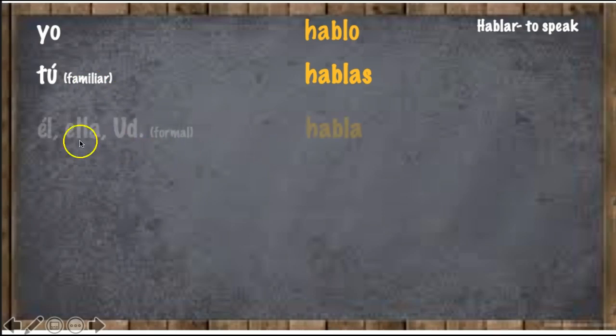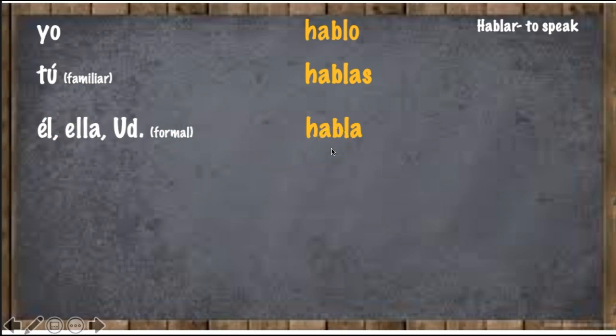But remember how I said we're going to learn these all together? Él, ella, and usted. All these three have an A ending on the verb. So habla could mean he speaks, she speaks, you speak. So it's best to use either their name or the subject pronoun. For example, Juan habla, Maria habla, usted habla. Or we could just say él habla, ella habla, usted habla. So these three people have the same ending for the verb.